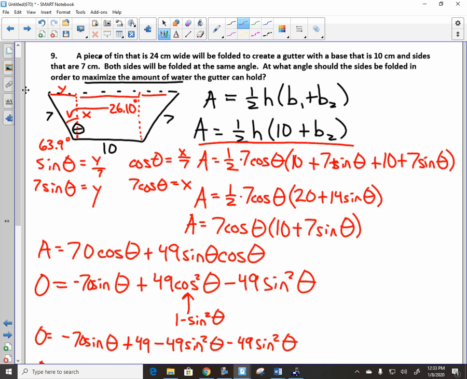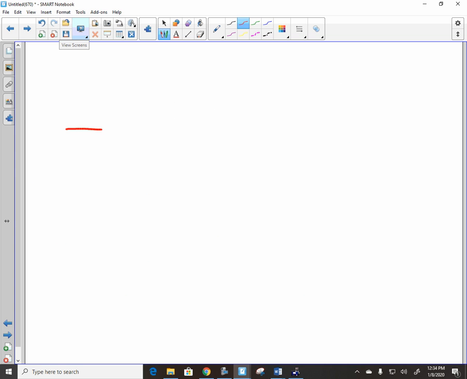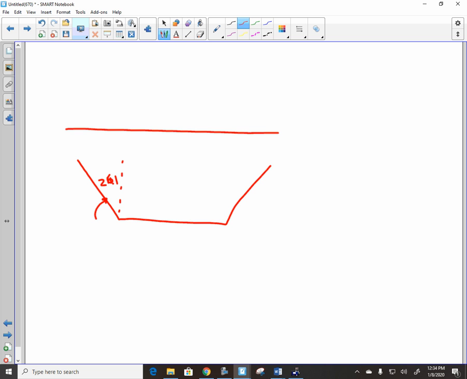The gutter problem. What's that? Yeah, so the piece of metal comes to you like that. So we're going to bend it. So we're bending it like that. So this angle here we had is 26.1. So that means the bend is 63.9.